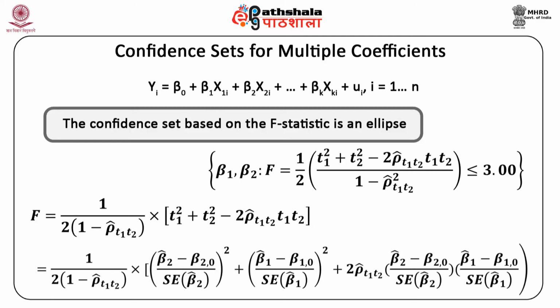So the confidence set based on F statistics is an ellipse in this case, and we have the formula, you can see it on your screen, for this ellipse. Now this shows that it is a quadratic form in beta 1 0 and beta 2 0. Thus the boundary of the set, F equal to 3, is an ellipse.